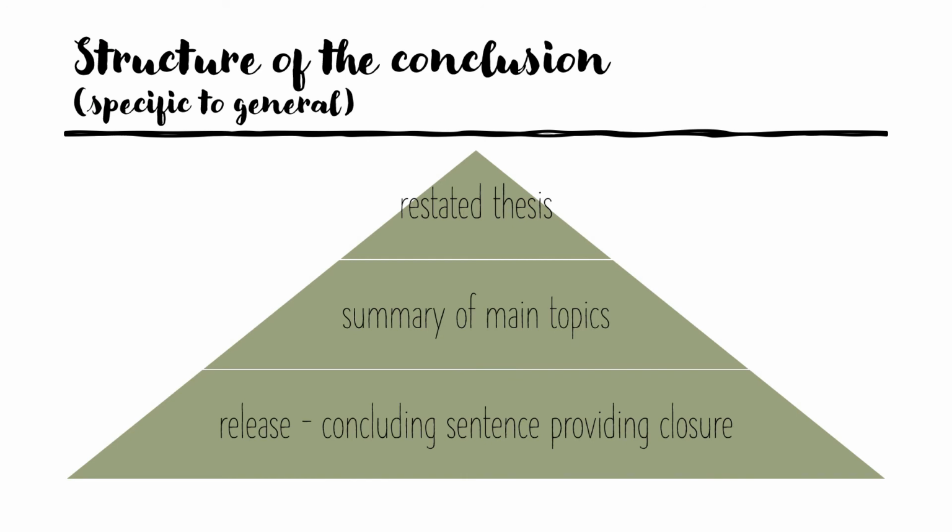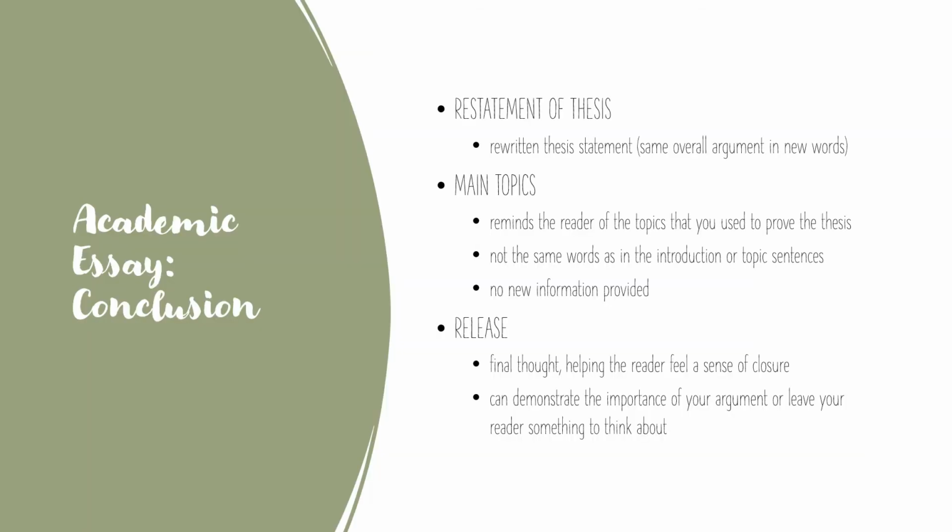Your basic structure for the conclusion goes from the specific to the more general. You start with your restated thesis, the same idea, the same main argument for the entire essay, but in different words. Then you go into a summary of the main topics, the main points that you've made in your essay, and you end with a release, a concluding sentence that provides closure for your reader.